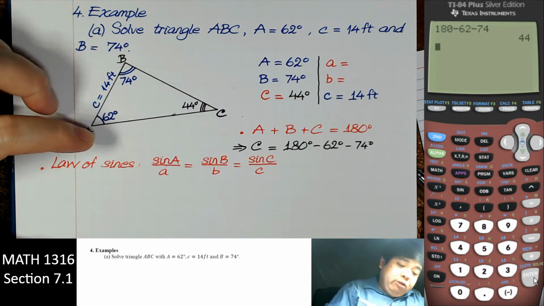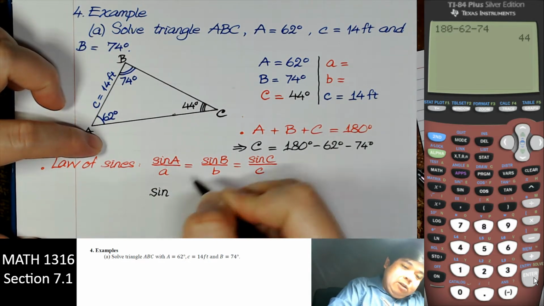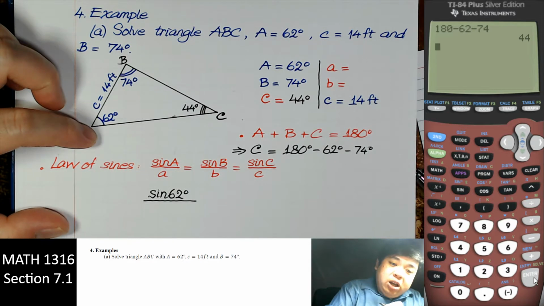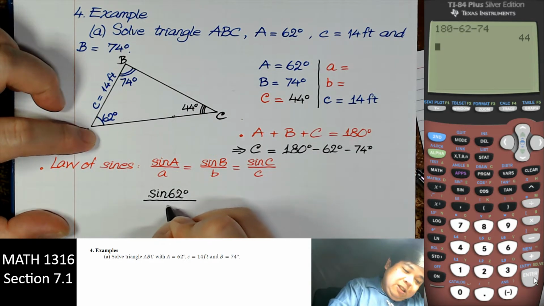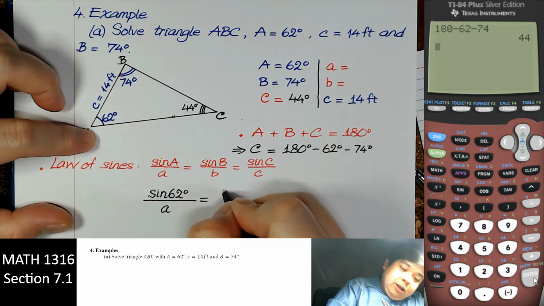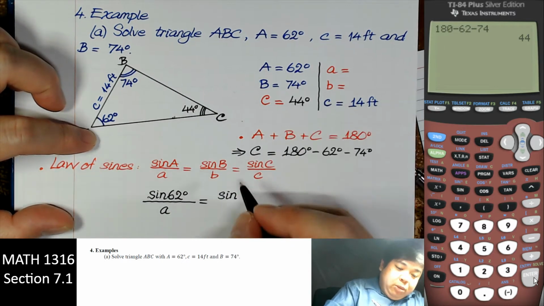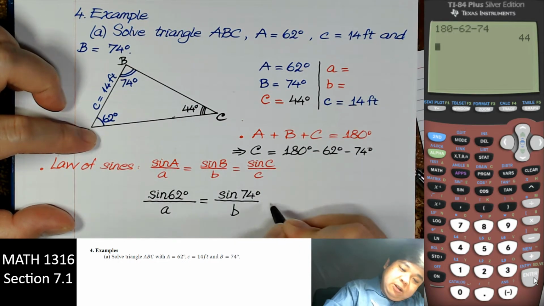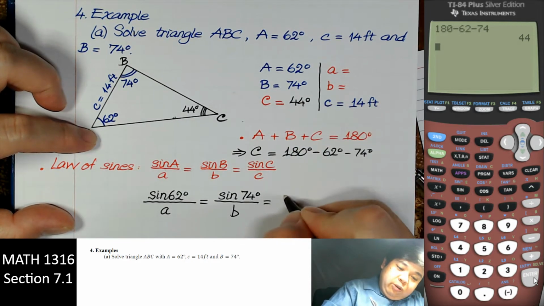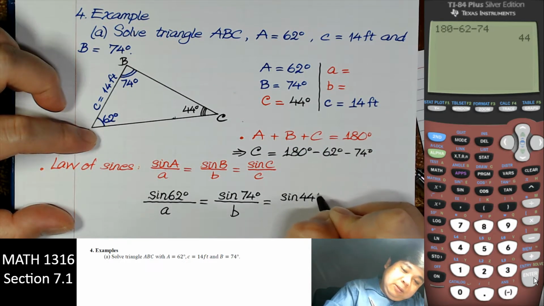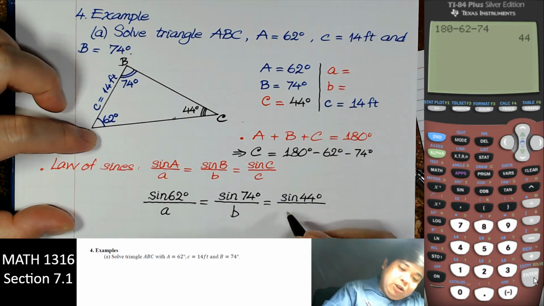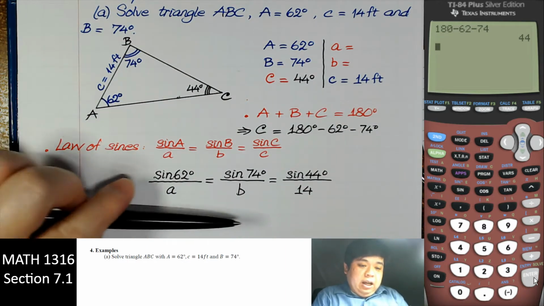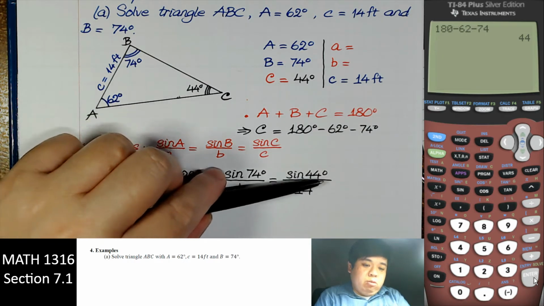Now put all the information we have. Sine of angle A, 62 degrees. Do we know little a? No. We do know the sine of the angle B, but do we know little b? Still no. Angle C is 44 degrees, and little c is 14 feet. I just dropped the feet, 14. We have a pair of opposite side and angle, so we know this ratio.